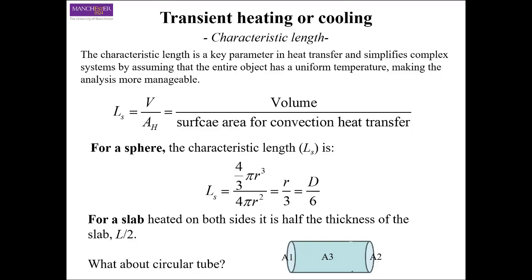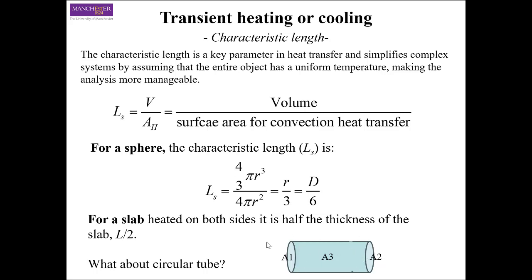So before we go and look into the solution of this problem, let me introduce you to another new concept that is called characteristic length, because we are going to use this concept in this solution. A characteristic length is a key parameter that we very often use in heat transfer problems, and it is used to simplify complex systems. By using characteristic length, we assume that the system or the object has a uniform distribution of temperature. And by making this assumption, we can neglect any temperature difference between different parts of the object.